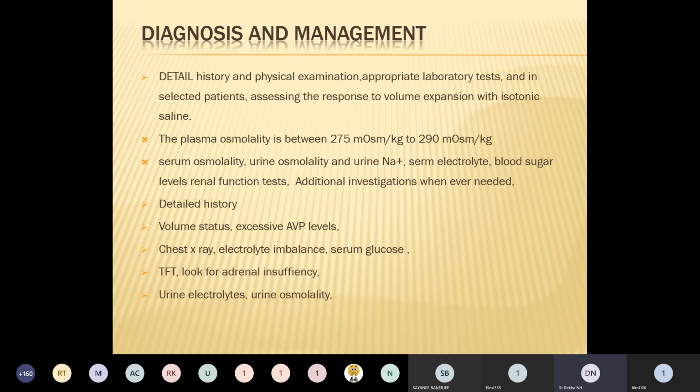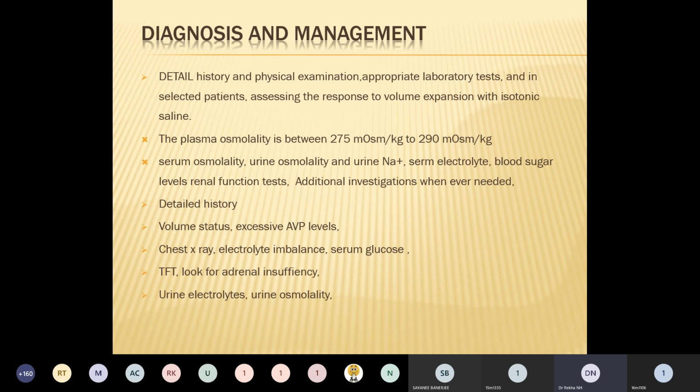Detailed history, physical examination, appropriate laboratory tests in selected patients, and also the response to volume expansion. These are all mandatory in all these patients. So we have to check the plasma osmolality and urine osmolality, urine sodium excretion, serum electrolytes, blood sugar levels, renal function tests, and additional investigations whenever needed. Additional investigations means, whenever there is euvolemic hyponatremia, we need to do thyroid profile and serum cortisol. When we suspect adrenal insufficiency, we have to get cortisol levels.